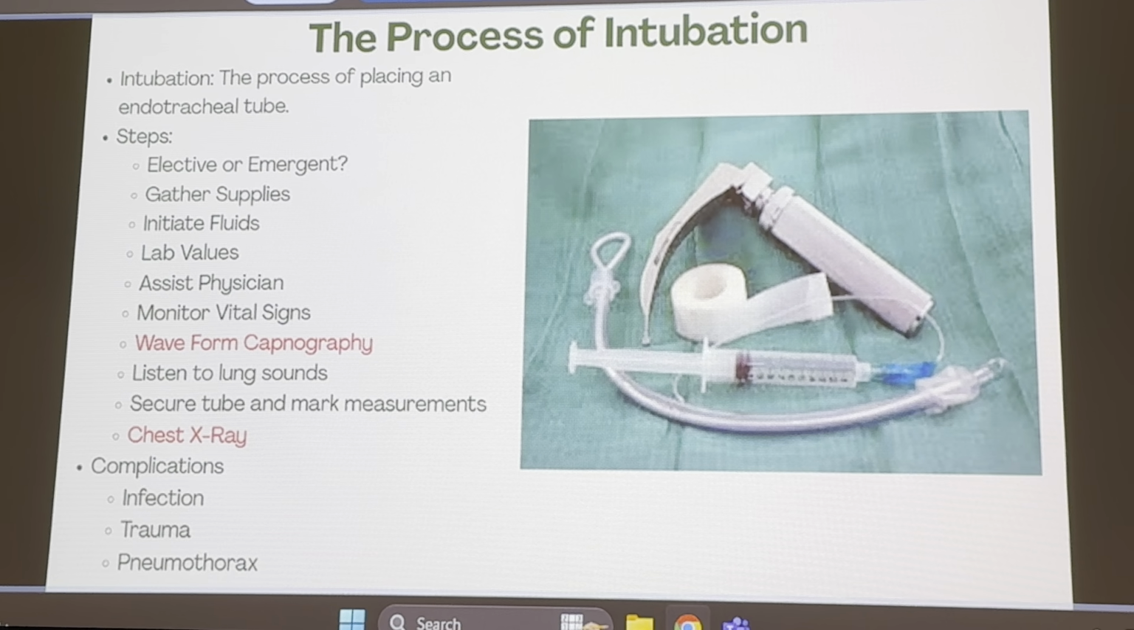So hopefully we know ahead of time that we need to place one of these endotracheal tubes, and we can go ahead and do it and have a nice, calm, stable environment where we have all our supplies ready to go, and then the anesthesiologist can come in there and just do a nice, calm procedure.